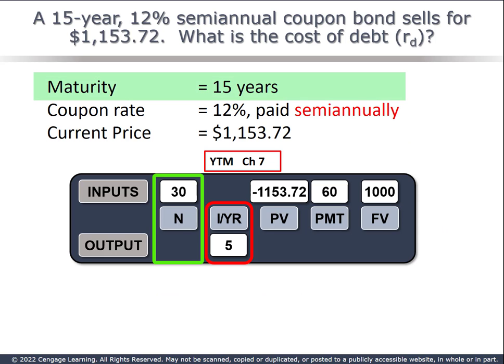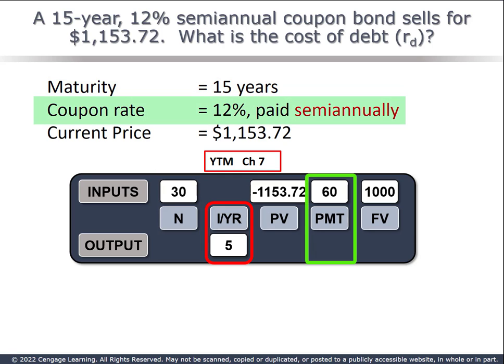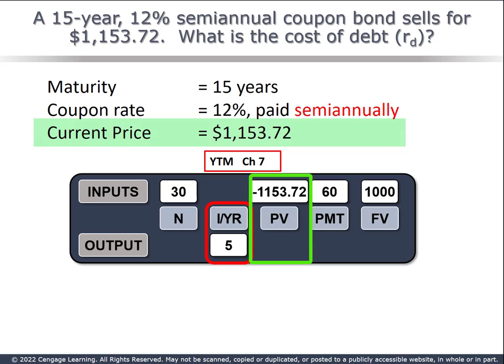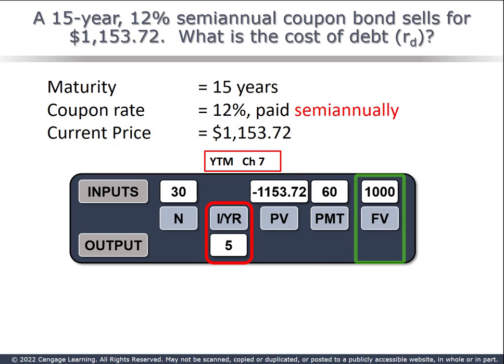With a maturity of 15 years and semi-annual coupons, N is 30. Coupon of 12% annually, $120 divided by 2, so the payment is $60. Current price is entered as a negative present value. Future value $1,000. Solve for I/Y is 5%.